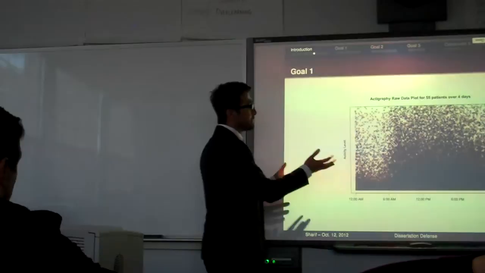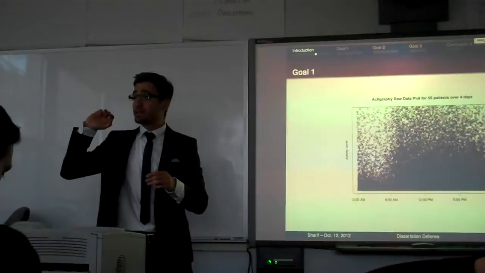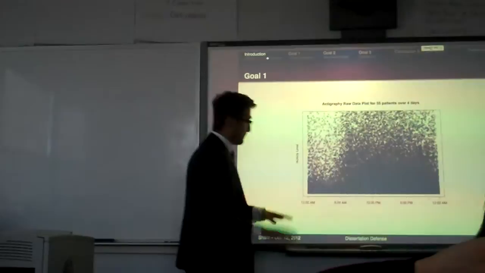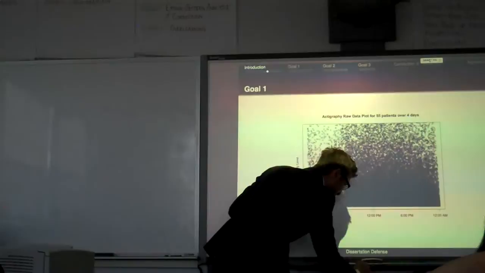This is a raw data plot for 55 patients, and each patient has 4 days of data. Trying to look at this kind of graph here, can you discover anything from this kind of plot? Again, this is going from 12 a.m. up to 12 a.m. Now, you might see that, you know, it is trying to be fancy here, but it's not working.